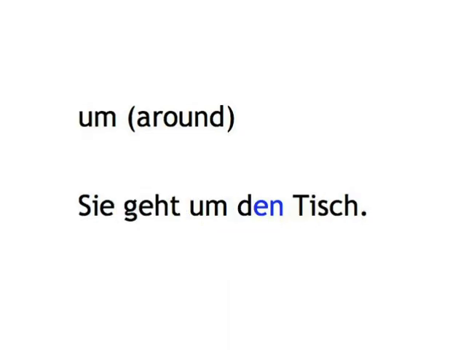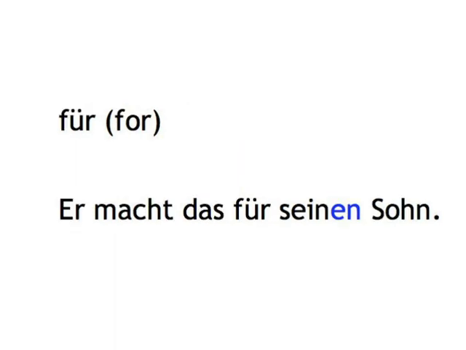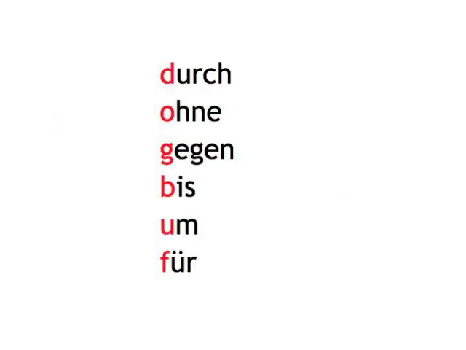Um, around. Sie geht um den Tisch. She goes around the table. Für, for. Er macht das für seinen Sohn. He does that for his son. You could memorize them as "dog bu fu".